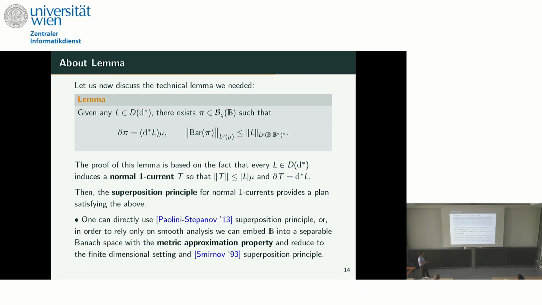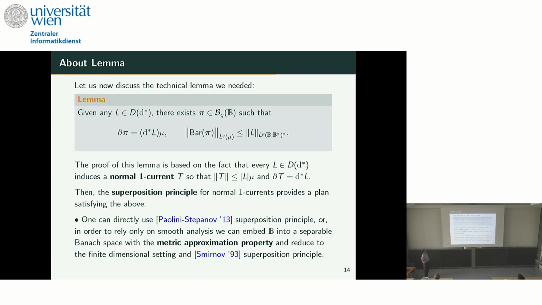Okay, and here I said that I would like to use only smooth analysis, so I have to specify which normal one currents and which superposition principle we want to use. If you don't really want to insist on this smooth analysis, then you can directly use normal one currents in the sense of Ambrosio-Kirchheim and the superposition principle by Paolini-Stepanov and conclude.